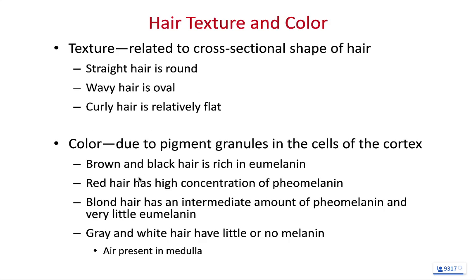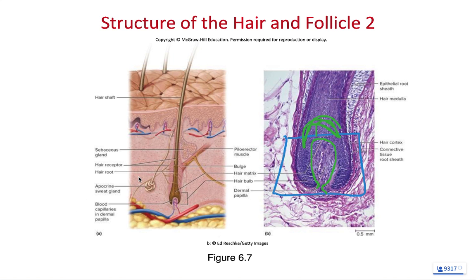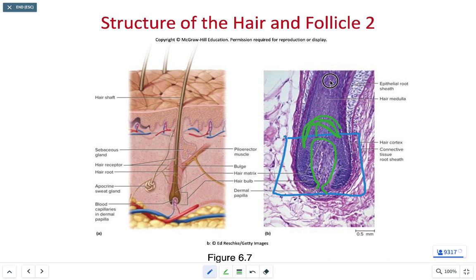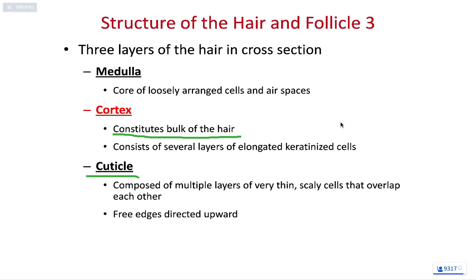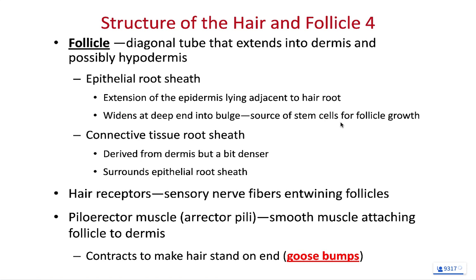So let me jump ahead here a couple slides. So to back up here, we have the medulla in the middle. We have the cortex that makes up the main body. And then around the perimeter, we have the cuticle of the hair, to look at those three layers in cross-section. The hair follicle itself is going to be the part of the hair that extends down to the dermis, occasionally into the hypodermis. And this tube is going to help to support the growing hair root.